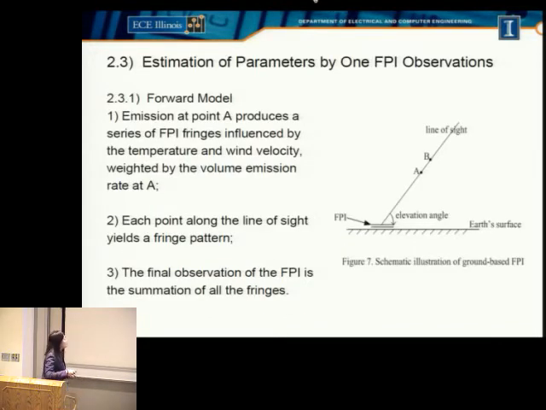So in our model, with only one FPI, we assume there is an FPI placed on the ground, with the looking direction in this way. Each point in this line will produce some phase pattern, as I just showed, to the ground. And the phase pattern we finally get is actually the summation of all the phase patterns by each of these points along this line, weighted by the airglow at that point. So by Doppler broadening and Doppler effect, we can get the information of a weighted average temperature and weighted average wind velocity along this line.